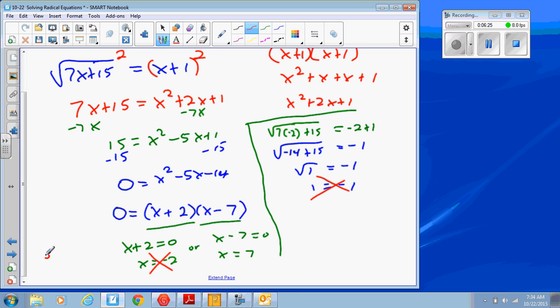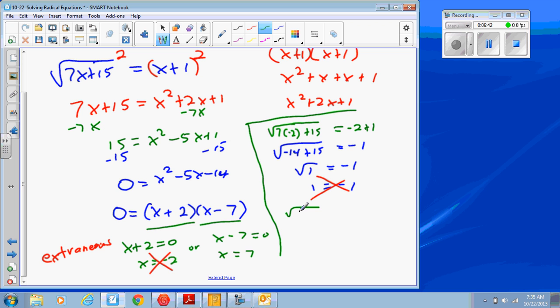We call that extraneous. That's an extraneous solution, which basically is a solution to a modified part of the equation, but not the original equation. Now I want to make sure I try 7 to make sure 7 works. Sometimes none of the things will work.